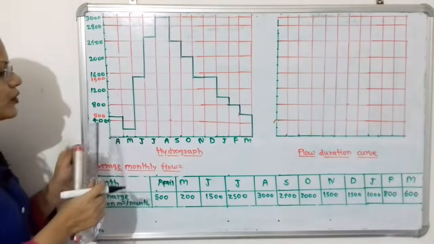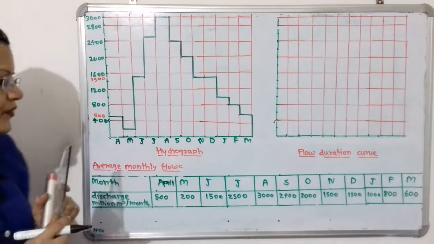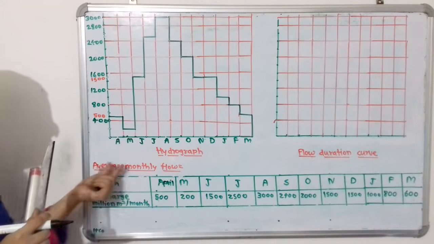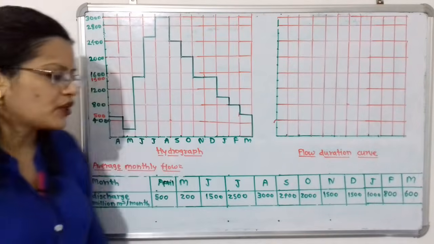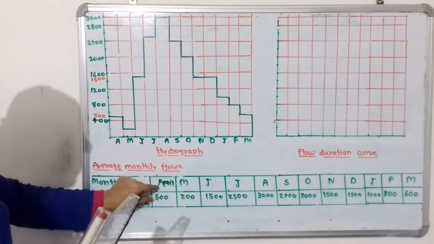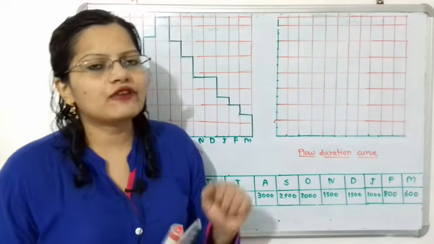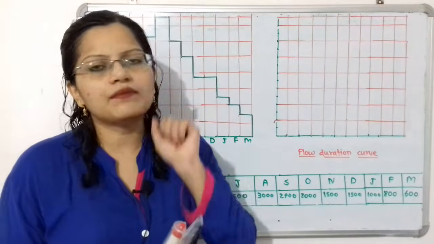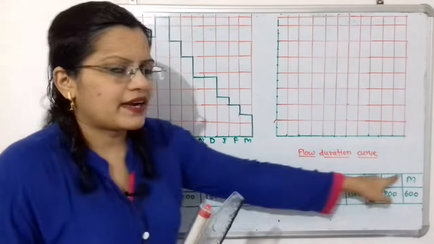Now if we observe, this graph is known as hydrograph. Now we will calculate average monthly flow. So how to calculate average monthly flow? We have to add all these discharges for 12 months and we have to divide it by the number of periods, that is the number of months, that is divided by 12.